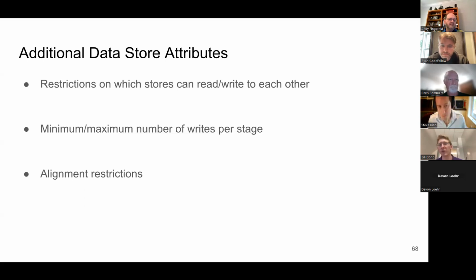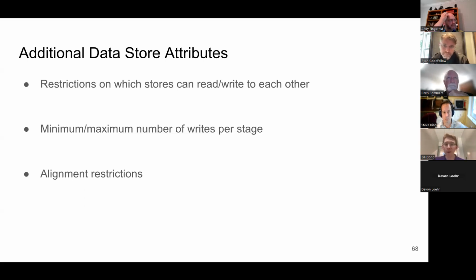So each data store is basically annotated with who it's allowed to write to and who it's allowed to read from. We could also represent things like how many times you're allowed to write to each store. Maybe one store allows you to write twice per stage, while the other stores only allow one, for example. And again, we could think about enforcing some kind of alignment restrictions. For example, a data store that is specialized for representing flags might only allow you to read and write single bits at once, whereas maybe generally you only allow 8-bit writes. So that's the future work.